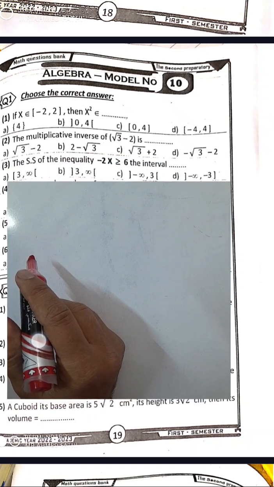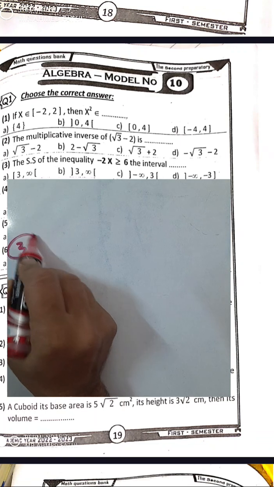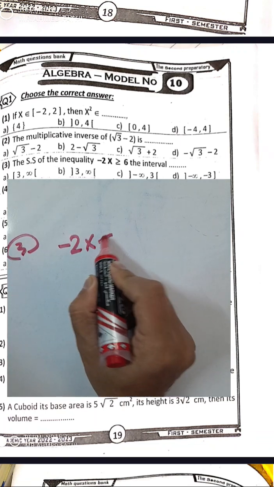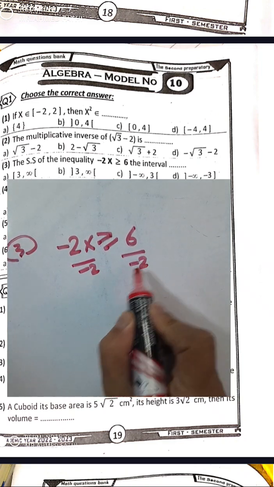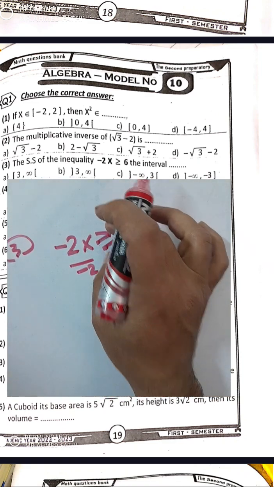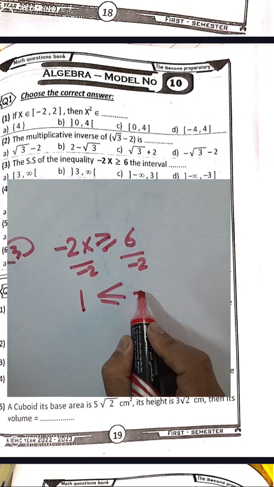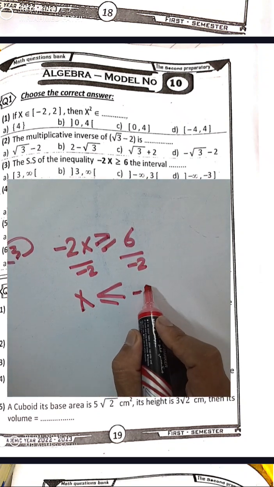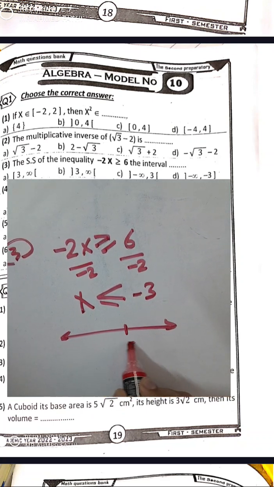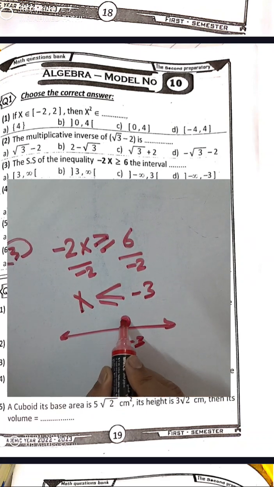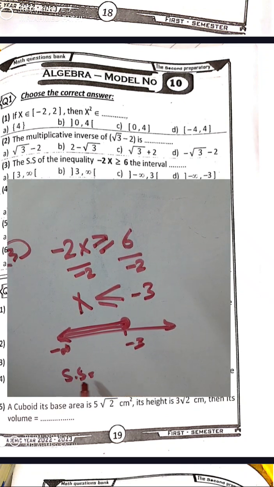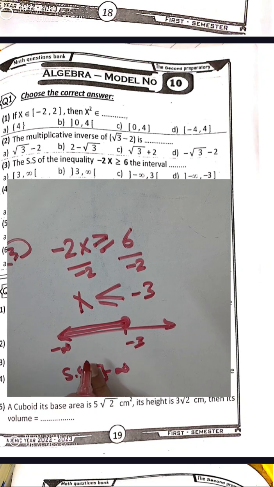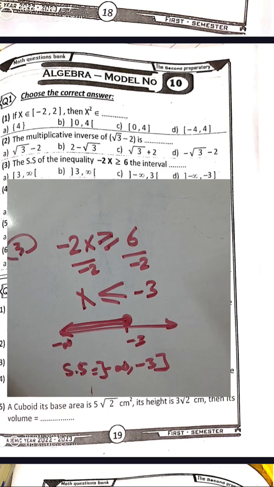Next, question number 3. The solution set of the inequality negative 2x greater than or equal to 6. In the interval, we can divide by negative 2, but you must change the direction of the inequality. So x is less than or equal to negative 3. We have negative 3 here closed, moving to the left-hand side to negative infinity. The solution set will be the interval from negative infinity to negative 3, where negative 3 is closed.